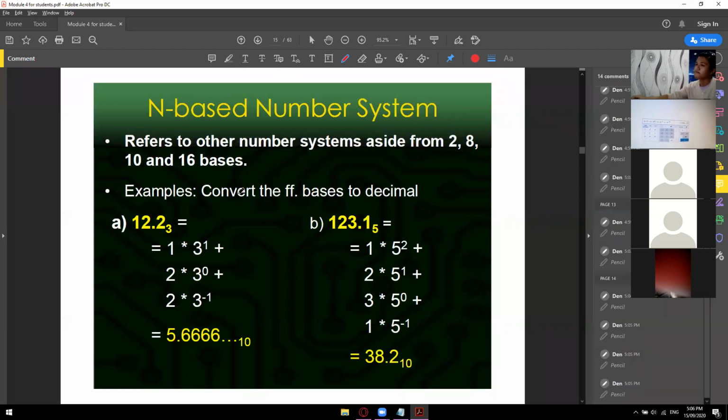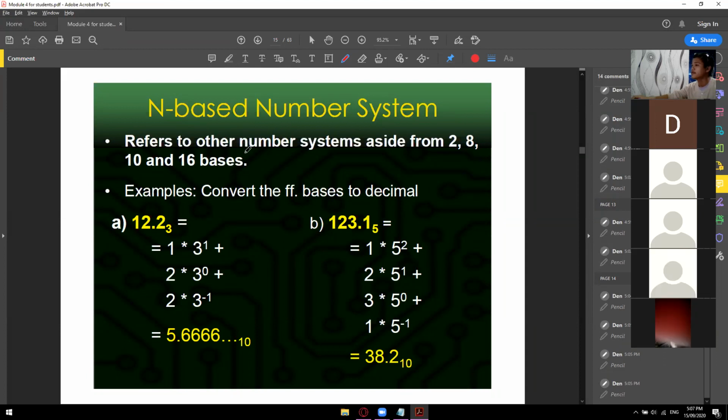So, any number aside from, or any base aside from 2, 8, 10, and then 16, we call those n base. Okay? So, if we have a base of 3, 4, ano pa ba, 5, 6, 7, 9, 10, 11, hanggang 15. Yeah, hanggang 15. So those are n base. Okay, for example, convert this base 3 into decimal.